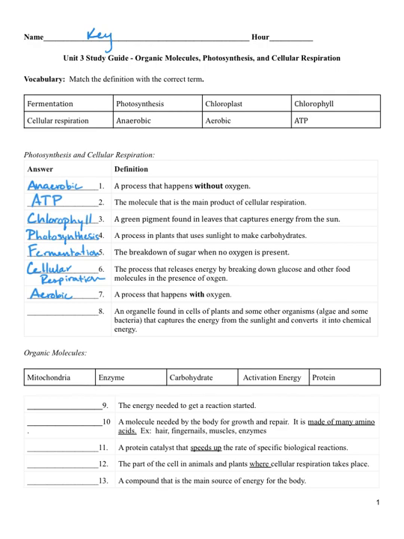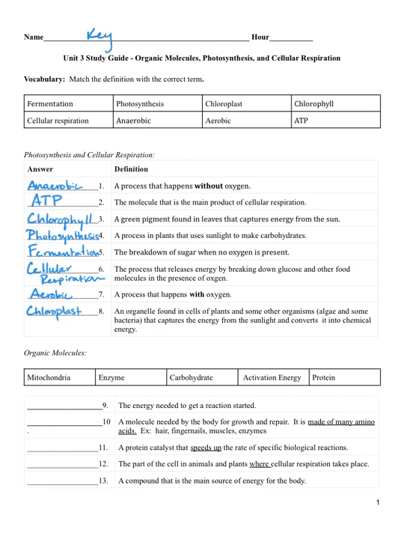And number 8 says an organelle found in the cells of plants and some other organisms, such as algae and some bacteria, that captures the energy from the sunlight and converts it to chemical energy. And those are chloroplasts, right? So within a plant cell, there's a bunch of structures or organelles called chloroplasts. And that is where you find chlorophyll, and that is where photosynthesis takes place in plants.